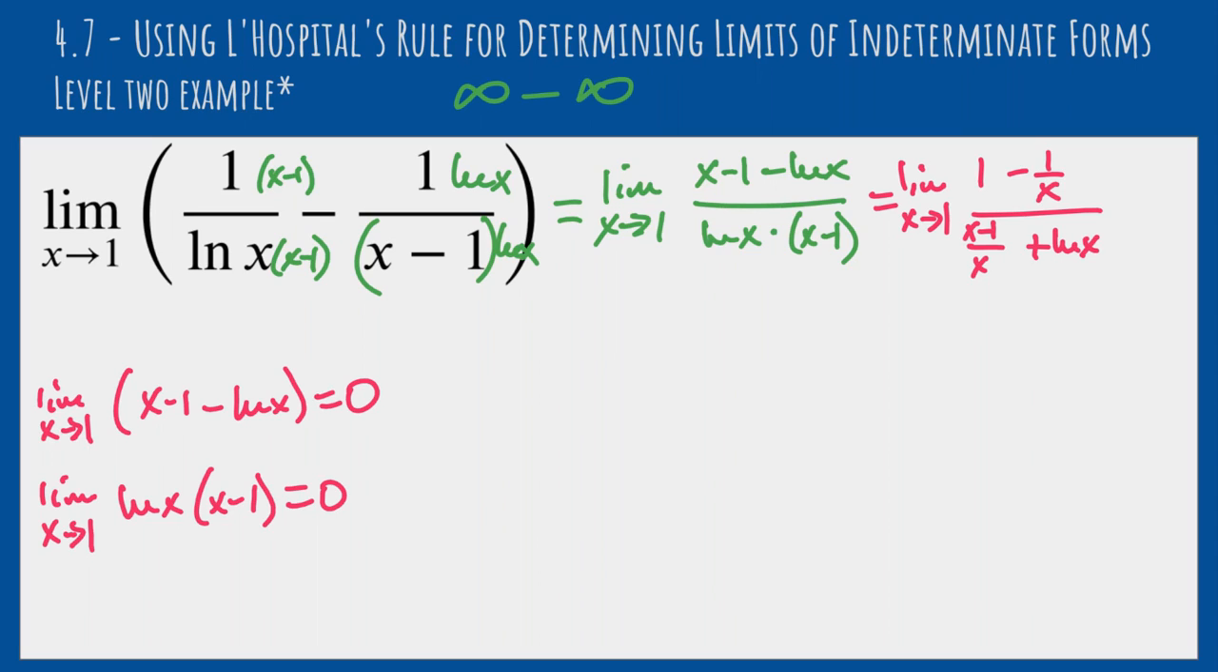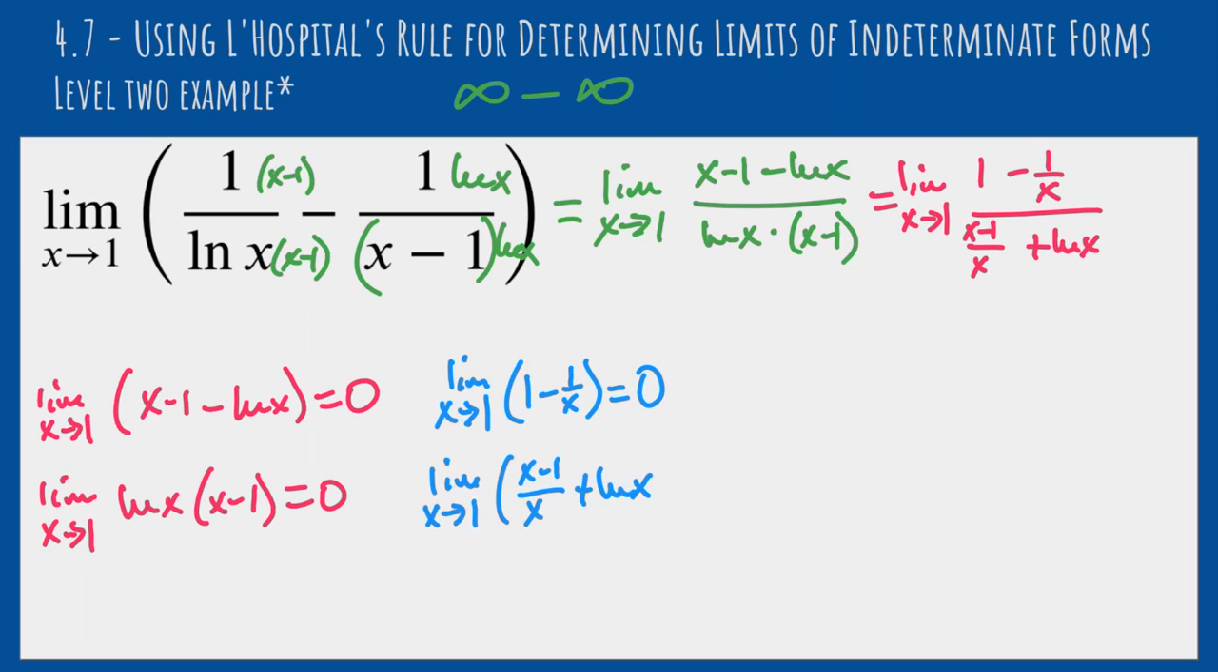just 1. So now we try doing this again, and if we think about this informally here, we have 1 minus 1, which is going to be 0. And then in the denominator, we're going to have 0 over 1 plus 0, which is still 0. So we get 0 over 0. We're going to have to do it again. So limit as x approaches 1 of 1 minus 1 over x is 0. So that's the limit for our numerator. Limit as x approaches 1 of x minus 1 over x plus natural log of x.